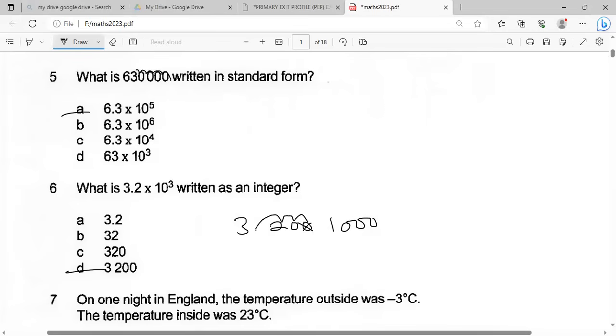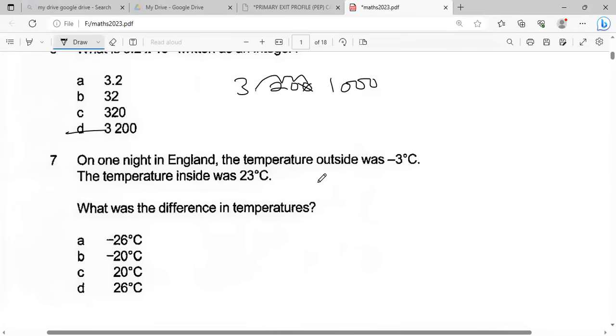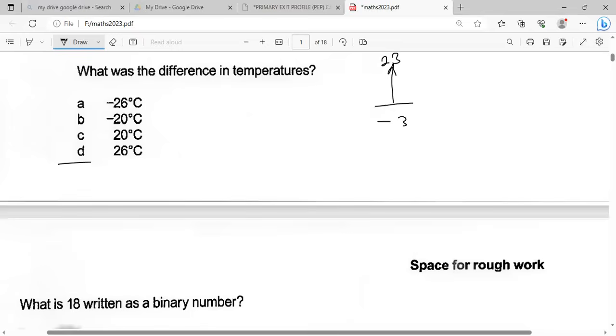And this other one, students always say, oh, that one is wrong. It says one night in England, the temperature is -3. So it's below 0. And we have 23. What is the difference in temperature? That will be 26. Other people still don't get that and they still won't.